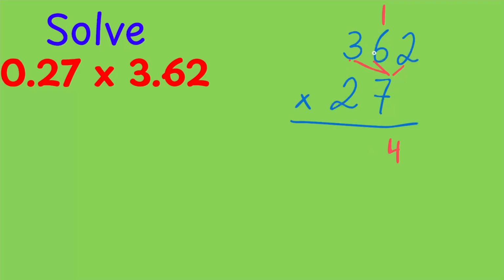7 times 6, 42, plus the one that regrouped equals 43. Then we write 4 here, 3 in my answer. 7 times 3, 21, plus 4, 25. The next step, we will multiply 2 as we did with 7, with the same steps. We will multiply 2 by 2, by 6, by 3.